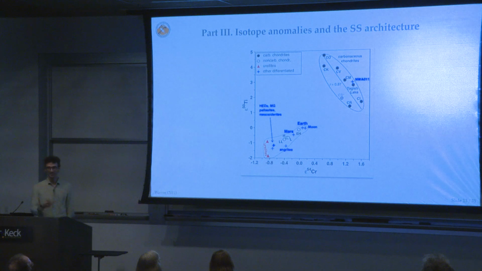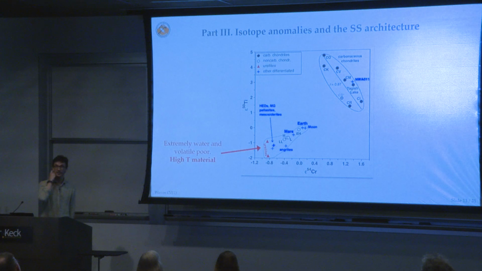You don't have to be an isotope cosmochemist to see that we have two groups of material, one at the top right here, one at the bottom left here. The Earth is here, the Moon is right next to it, enstatite chondrites, ordinary chondrites, some differentiated planetesimals, and here the carbonaceous chondrites. This has been called the isotopic dichotomy. You might have heard that term.